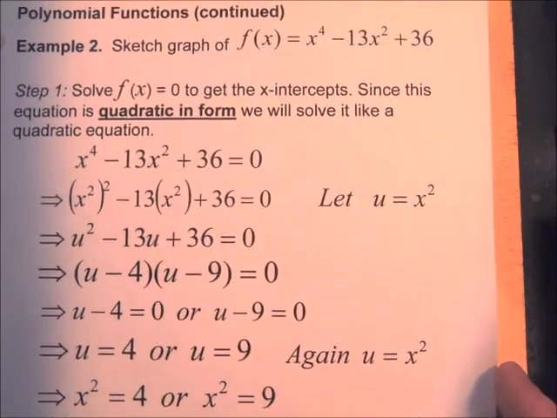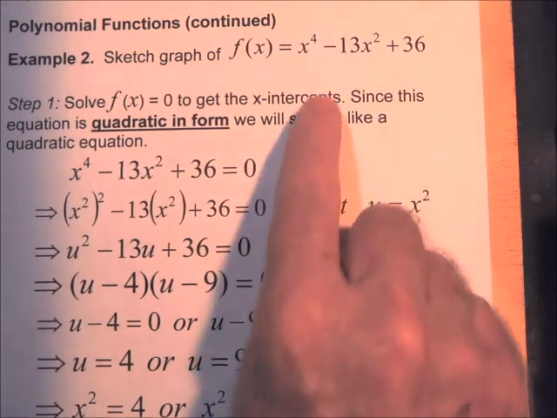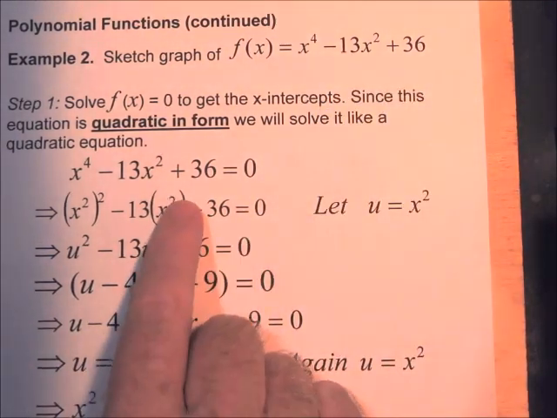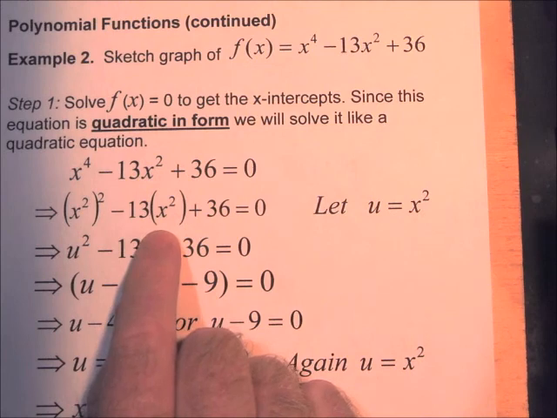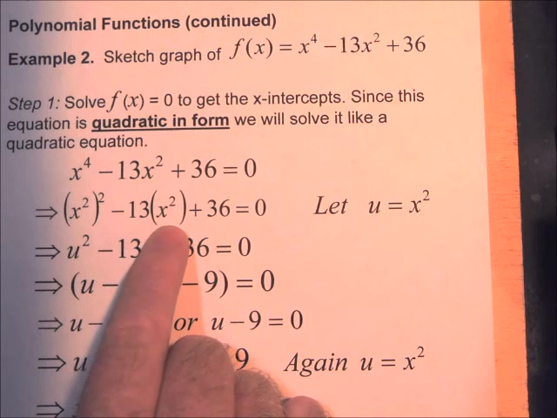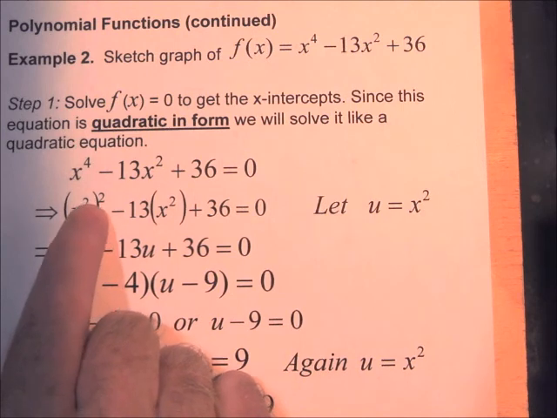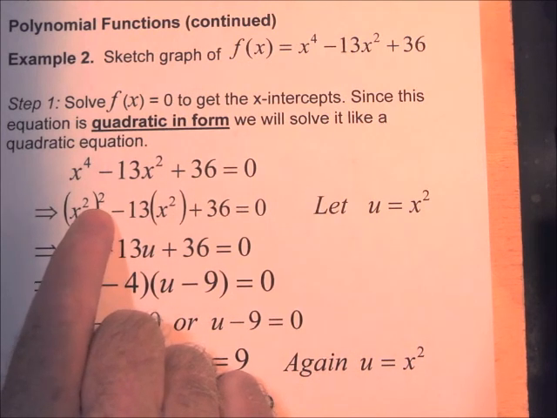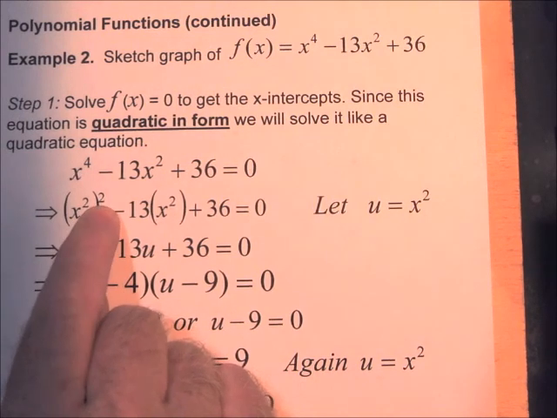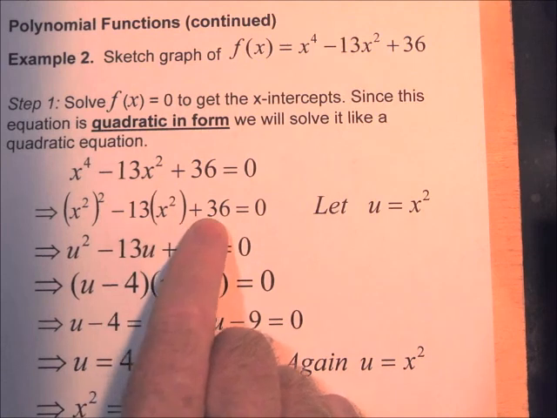sketch the graph of f of x equal x to the fourth minus 13x squared plus 36. And this is quadratic in form. So we want to write it like a quadratic equation and solve it like a quadratic equation. We can write, in a quadratic equation, the highest power of x is to the second power. So we want to write x to the fourth as (x squared) squared, and then minus 13x squared plus 36.